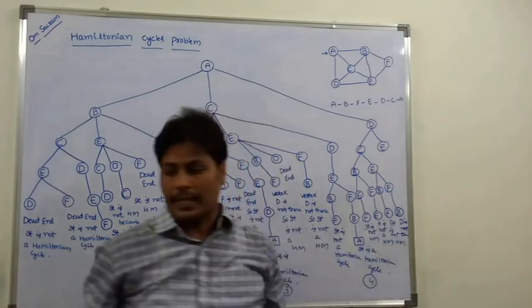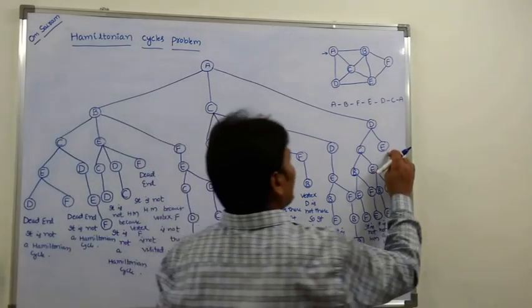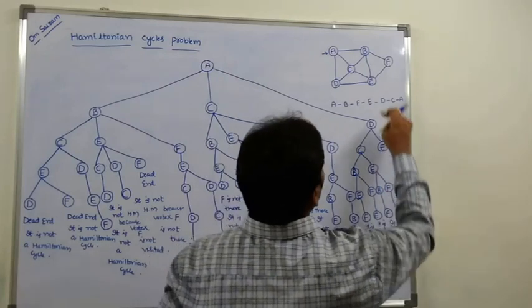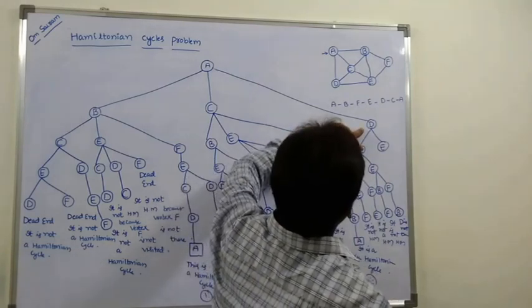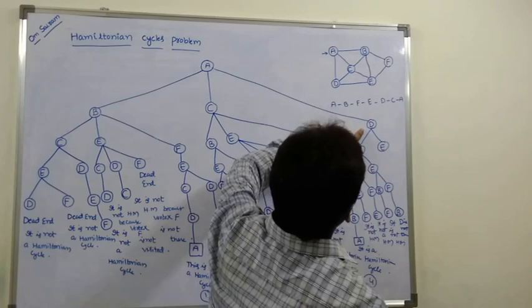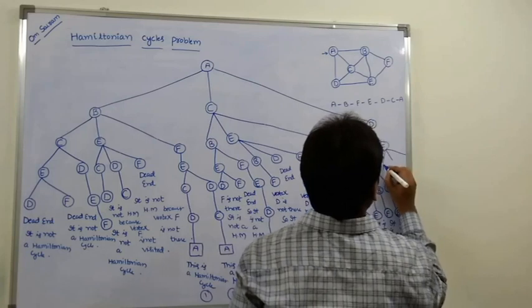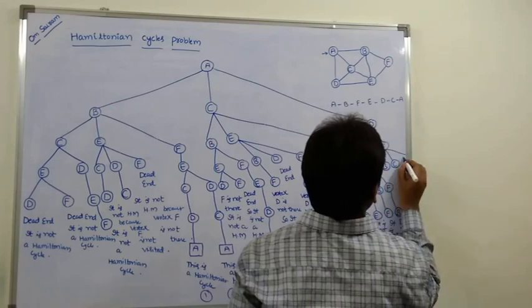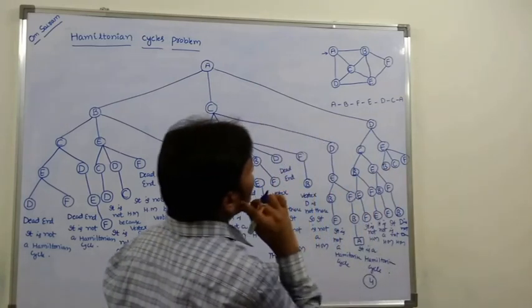Now consider vertex E. So what are the adjacent nodes for vertex E? That is B, C, F, D. So D is already completed. Only B, C, F. Next, what are the adjacents for B?